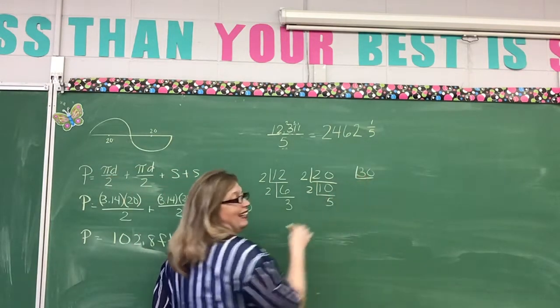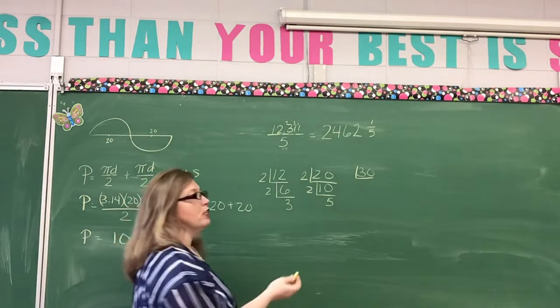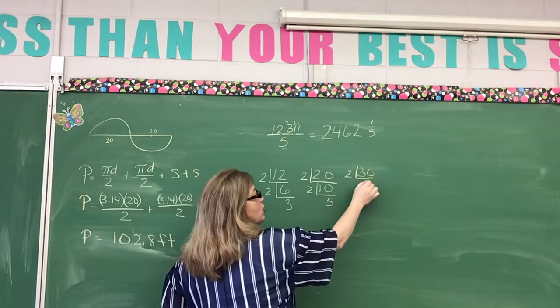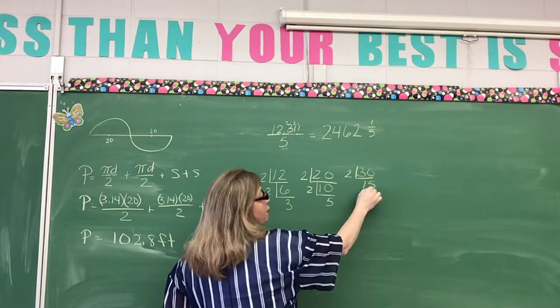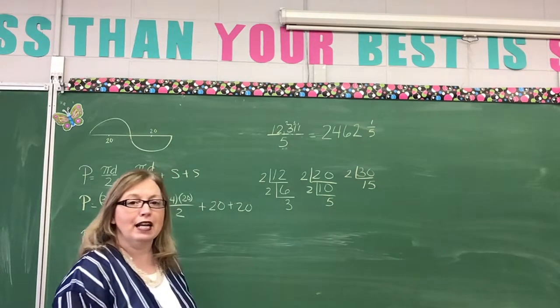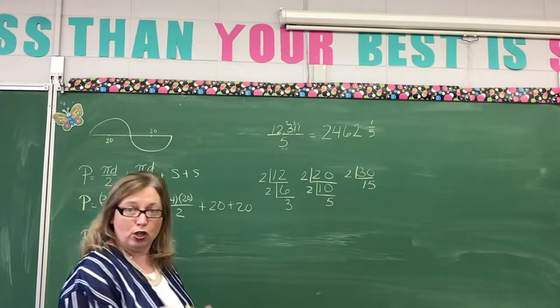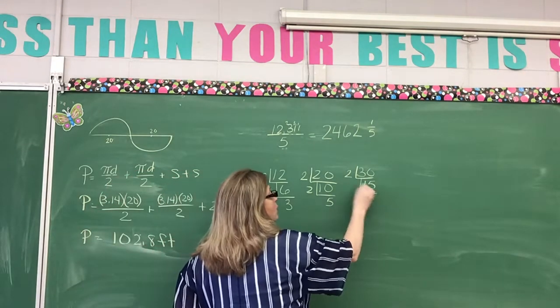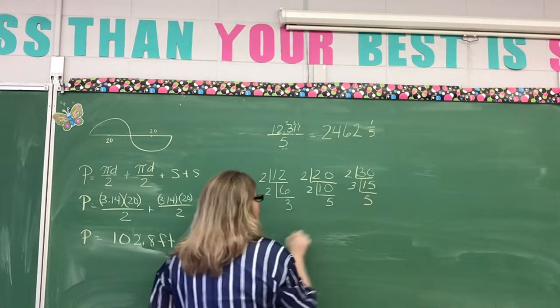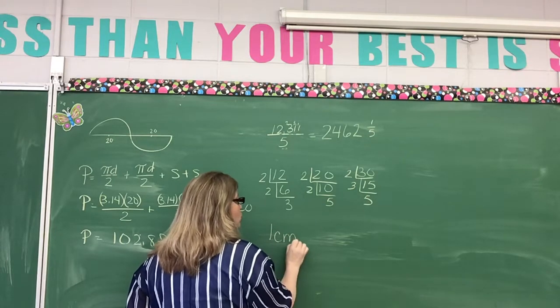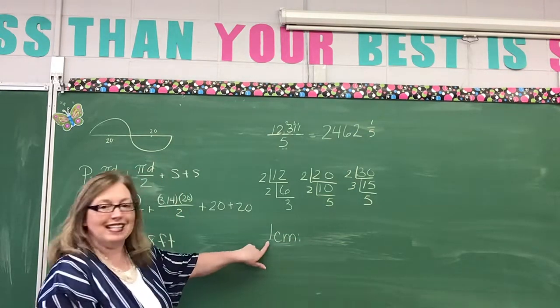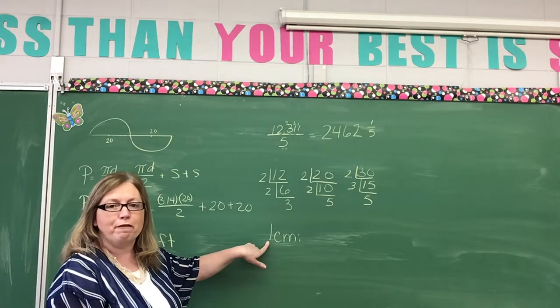Again, we start with an even number, so we're going to divide by 2. 2 goes into 30, giving us 15. 15 is not even, so 2 is not going to work, so I have to think about my next prime number, which is 3. 3 goes into 15, leaving us 5.